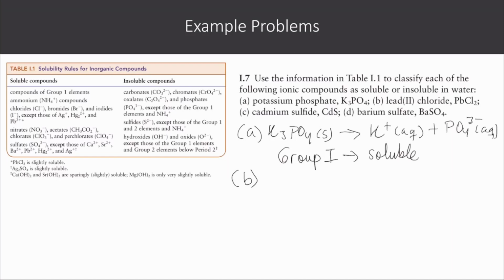For B, we have lead chloride, and for this case we have a chloride ion, so we look at the rules for chlorides. It says that chlorides, bromides, and iodides, except for those of silver, mercury, and lead, are soluble. So this is within an exception because lead is an exception of chlorides. And it has a star note here that lead chloride is slightly soluble. So let's be accurate. This is slightly soluble.